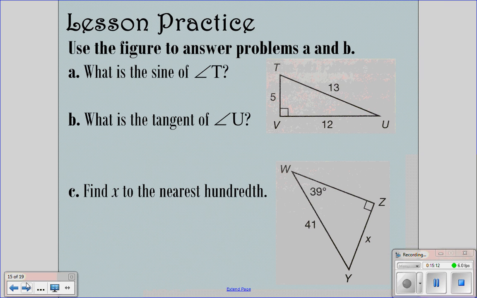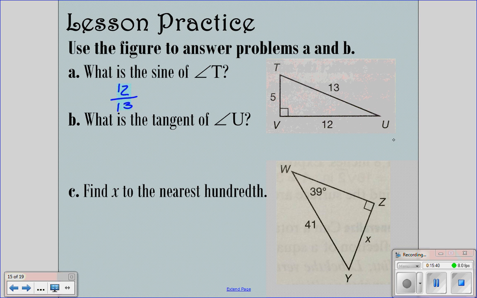So let's look at these practice problems. We want to find the sine of angle T. So the sine of angle T, we're going to take angle T, we're going to do opposite over hypotenuse. So that's going to be 12 over 13. And that's all you would put. You don't need a calculator for that. You would just do the ratio.